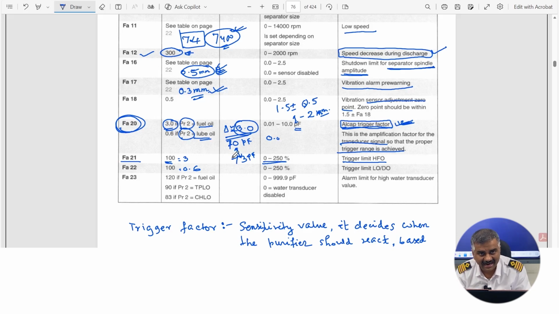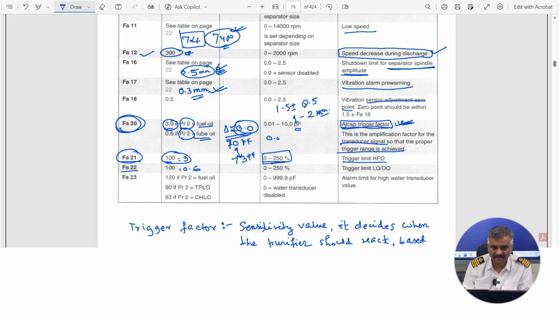So here, this value is the Alcap trigger factor, which is basically the difference in picofarad value when water has entered into the clean oil outlet line. The sensitivity can be varied from 0 to 250%. For the HFO purifier, FA21 is set, factory setting 21, at say 100% equal to 3 picofarad. So when I am talking about 100%, I am saying that the value has come to 3 picofarad.